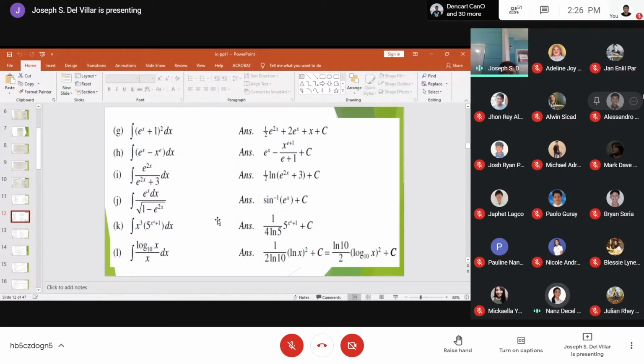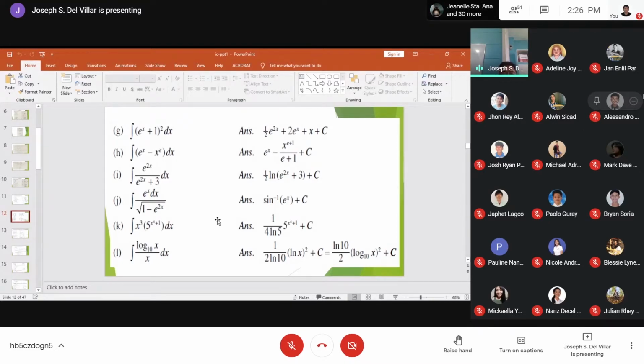Okay, so when we square that, that is e to the 2x plus 2e to the x plus 1. Okay? Then closed quantity dx. So integrate na natin yung isa-isa. Integrate nyo yung e to the 2x dx. Integrate nyo yung 2e to the x dx. And then integrate dx. Kasi 1 times dx is dx. Okay?